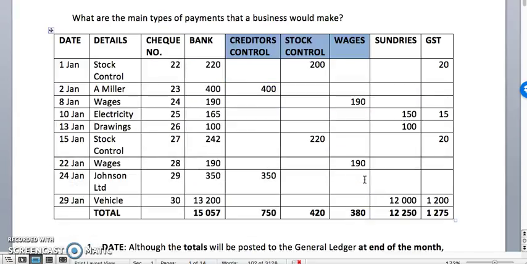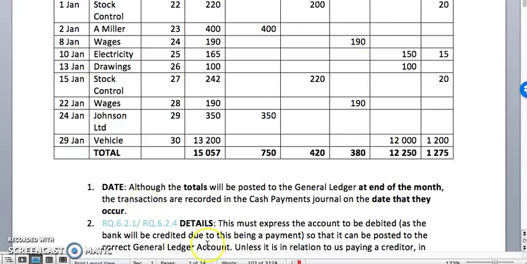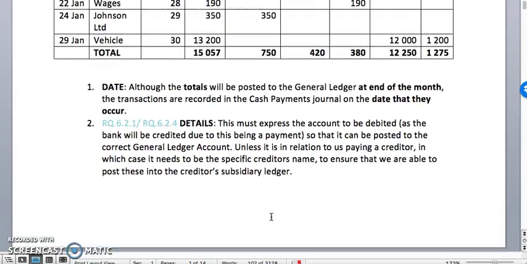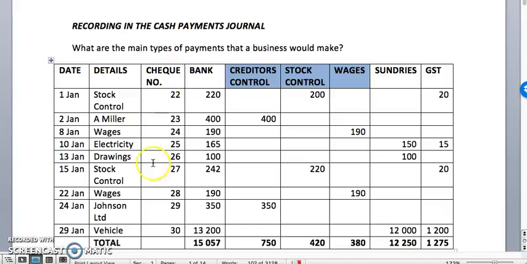So this is an example. We've got our date, our details. Again, you've got to put in either the account name, or if it's a payment from a creditor, you'll put the actual name of the creditor. Our check number, which also don't forget everything goes down, all the explanations are down here as well. Our check number must run in sequence because we are issuing checks to pay for things.